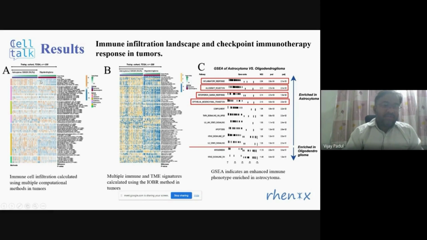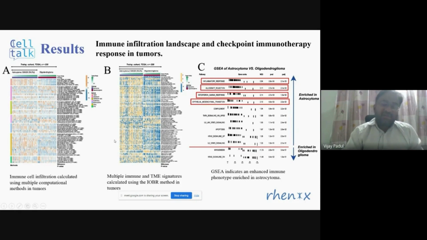So they have identified those signatures in astrocytoma and oligodendroglioma. Again, yellow is the higher and blue is the lower side. As you can see, most of the immune infiltration is more enriched in the astrocytoma as compared to the oligodendrogliomas, and this has been established by using multiple software approaches.